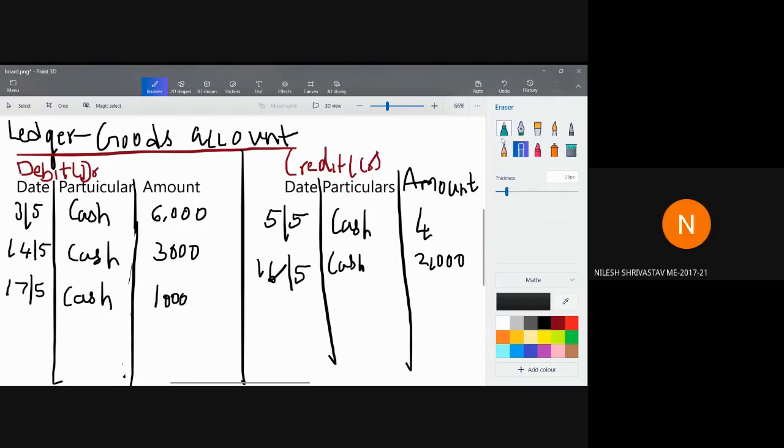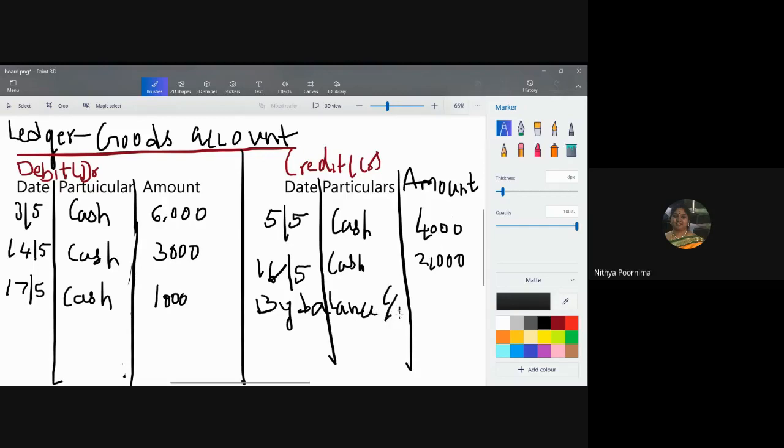Add 4,000 to credit side. Add 4,000 because it is less. So by balance carried forward, carried down is 4,000. So how much is the value? This will be 10,000. This will also be 10,000.